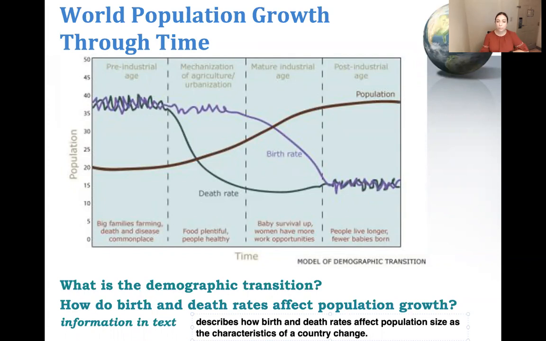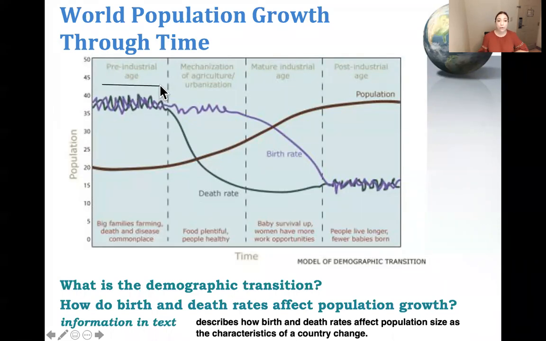Okay, so here's my definition for the demographic transition model. So let's take a look at it. Okay, so here are the 4 stages. Excuse me for looking off to the side. I have my toolbar over on my other monitor.